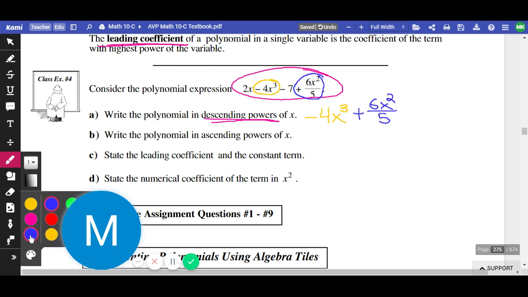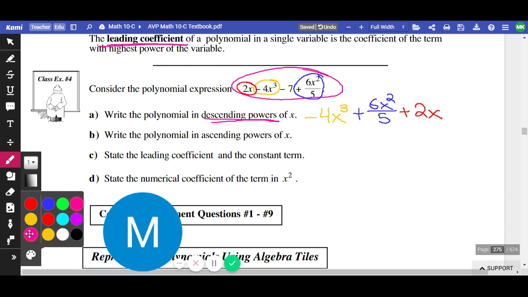The next highest exponent that we see is right here, so we go plus 2x. And that leaves us with our last one, which is the negative 7. That thing is written in descending powers, highest exponent to the lowest exponent. That's the best way to write things for several reasons. One of the biggest things is it makes figuring out your leading coefficient and your constant really easy.